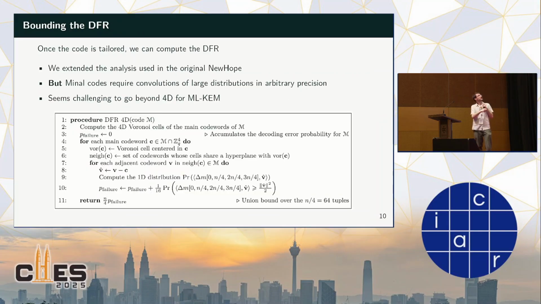Okay, so how to bound the DFR? Once the code is tailored, we can compute the DFR, that is, an upper bound on the decryption failure rate. For that, we extend the analysis of the original New Hope. However, the minor codes require convolutions of very large distributions in arbitrary precision, which is not the case for New Hope, because their lattice code is very simple and you can do a bunch of optimizations. So we were only able to do the analysis for 4D codes. We are not able to go to 8-dimensional codes because of some hardware limitations and some analysis limitations, but we believe that it might be possible to go for 8D.